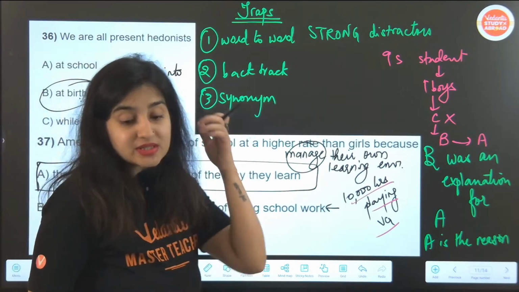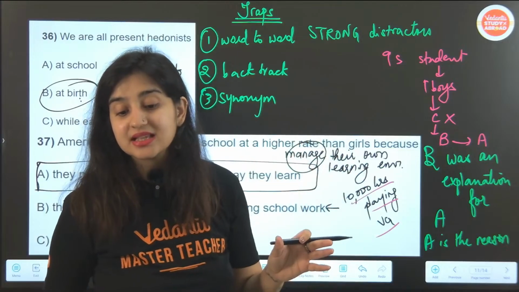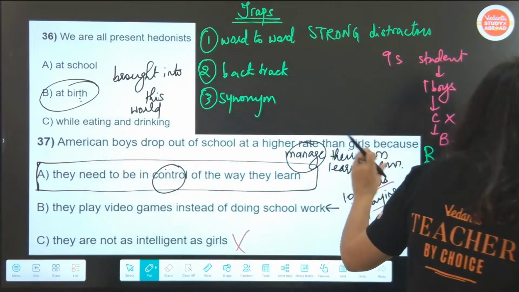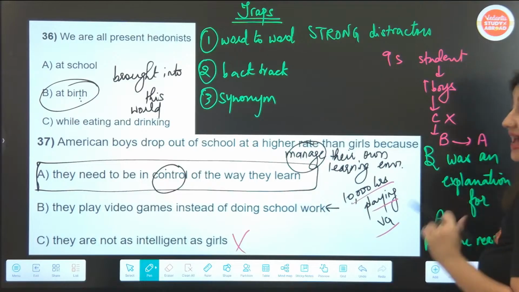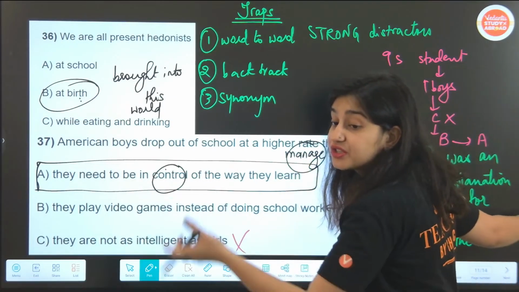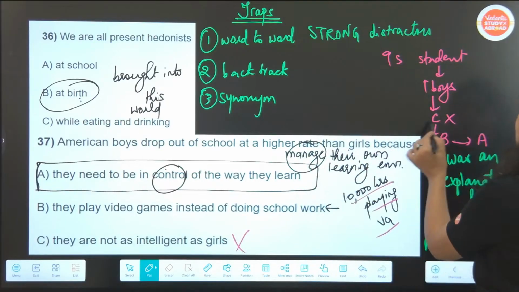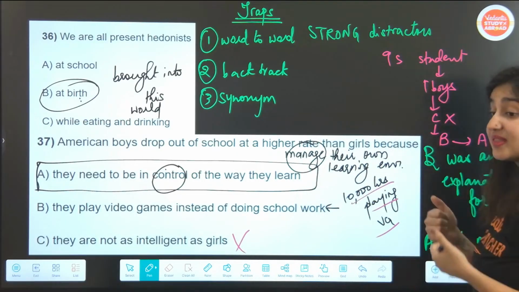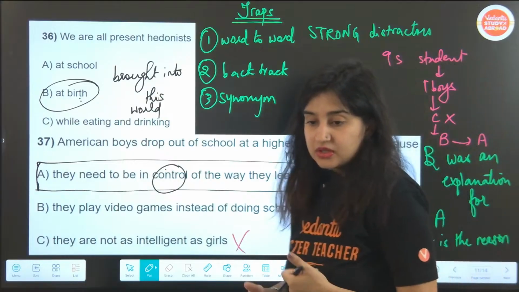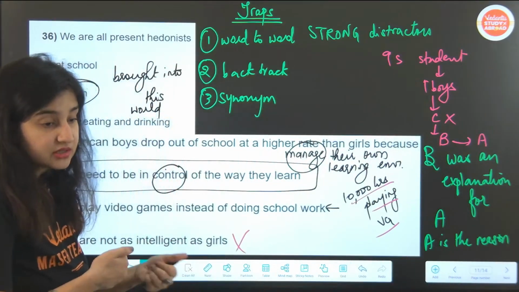Okay? So what was the last thing that was said? The last thing that was said is that boys need to manage their own learning environment. That is why they cannot fit into the traditional school system setting. Okay? What is the reason for that? Because they spend so many hours playing video games where they are in control of the environment. Okay? Of what they are doing.